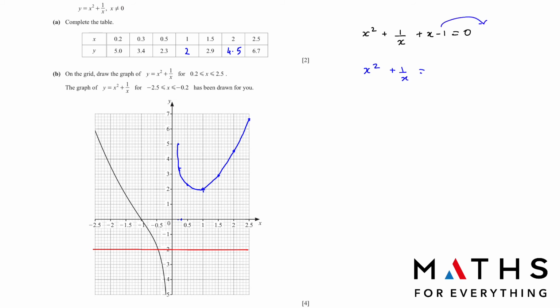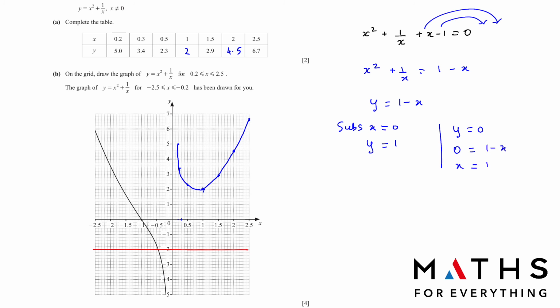The negative 1 when we shift is going to become positive 1. The plus x when we shift is going to become negative x. So this is the line that we have to plot. y is equal to 1 minus x. The easiest way to draw a line like this is one time in place of x substitute 0. So when x is 0, what will we get? y is equal to 1. And the other point we'll take is y is equal to 0. Bring this here, so x is equal to 1.